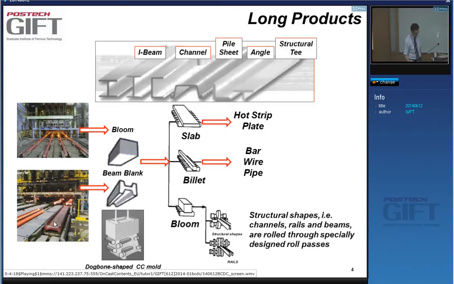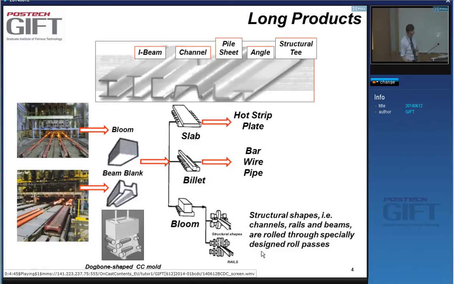So you basically could also use slabs. Most of the time, you use billets or blooms or these beam blanks. And they're rolled in special mills, specially designed mills. And you have to have specially designed roll passes. We'll talk about this in a moment.